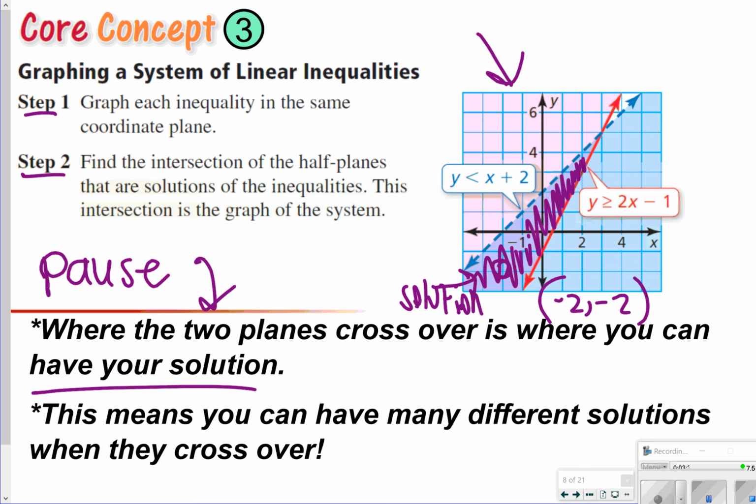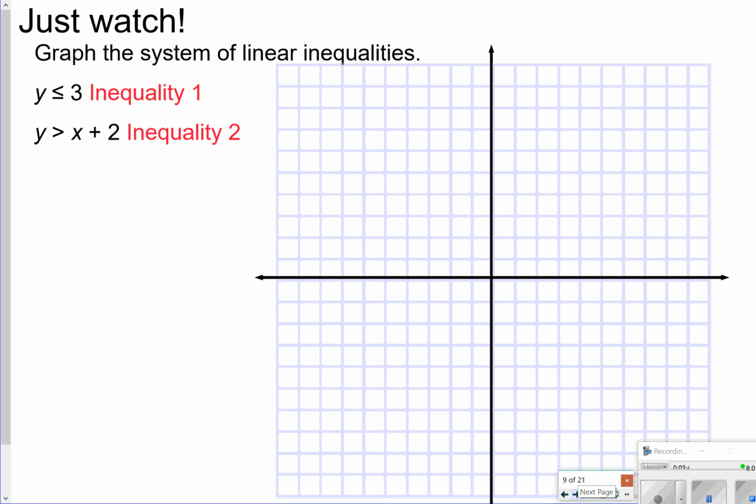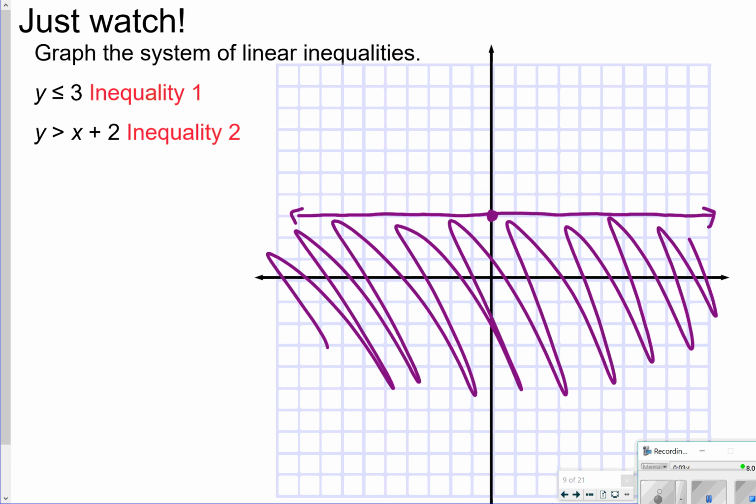So this is actually how it's going to be done. The first thing I'm going to do is graph the first example, which is y is less than or equal to 3. So here's my first example that I have graphed. Y is less than or equal to 3. I found 3 on the y-axis. It's less than or equal to, so that's a solid line. And then I have to shade everything that's less than that.